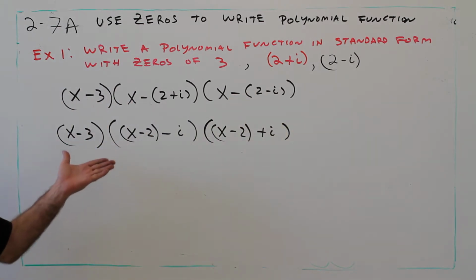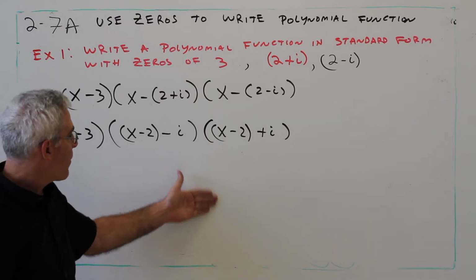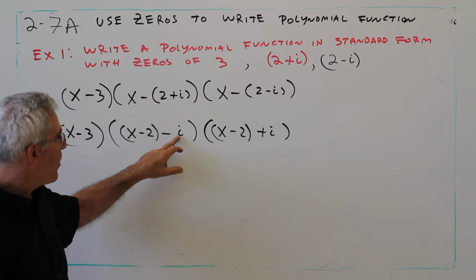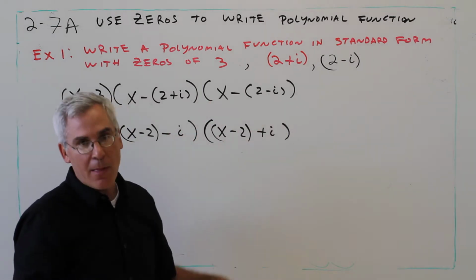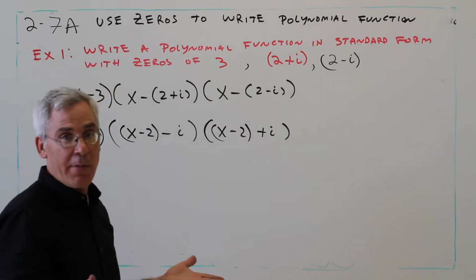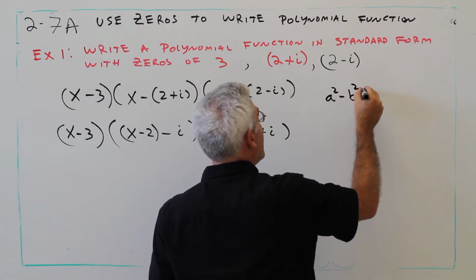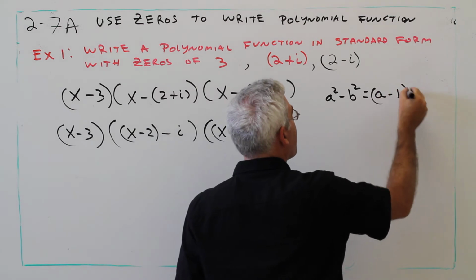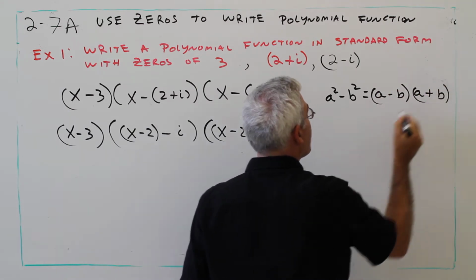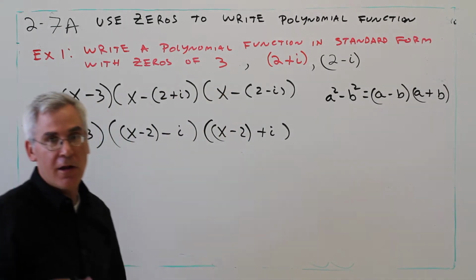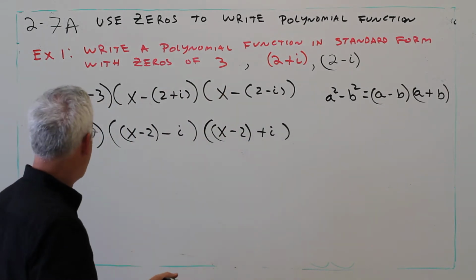The reason I do that is I now have the difference of squares. I've got something minus something times something plus something. That's going to be a squared minus b squared. Recall, a squared minus b squared equals a minus b times a plus b. So now I'm just going backwards. If I've got this, I can go that way. So that will greatly simplify the algebra.